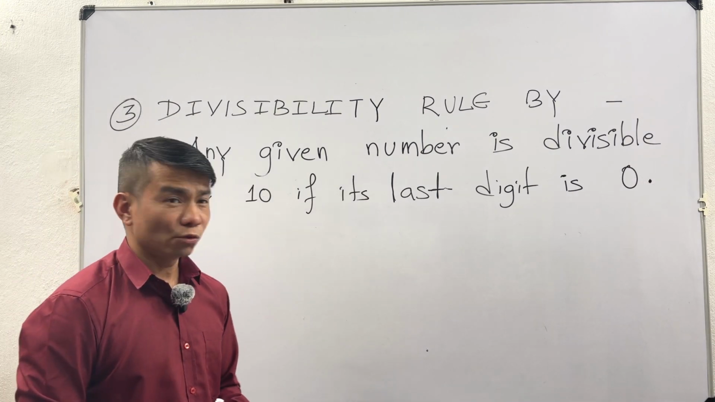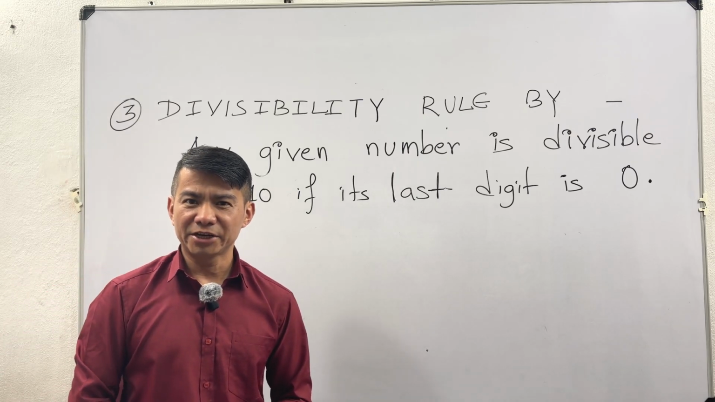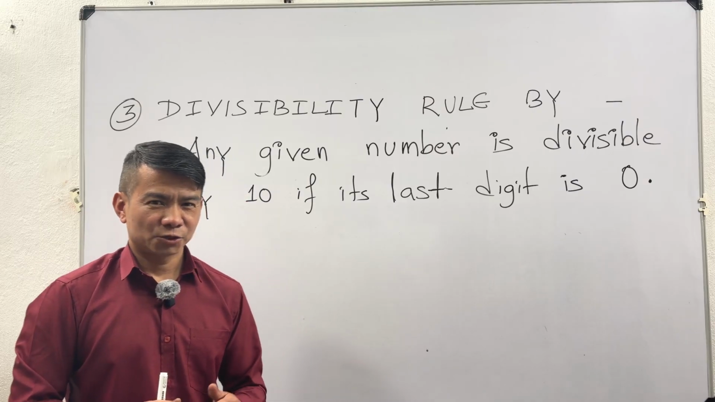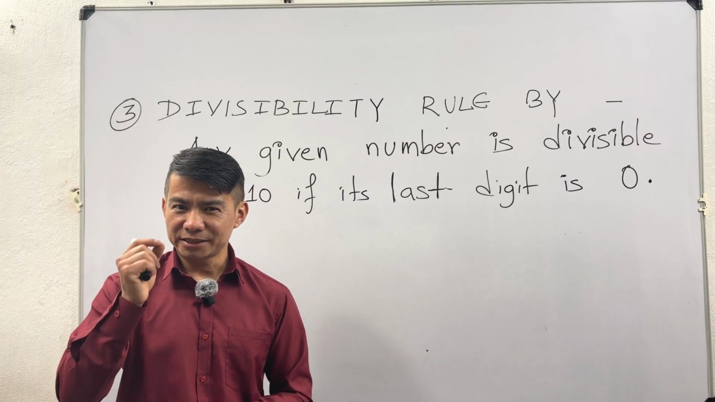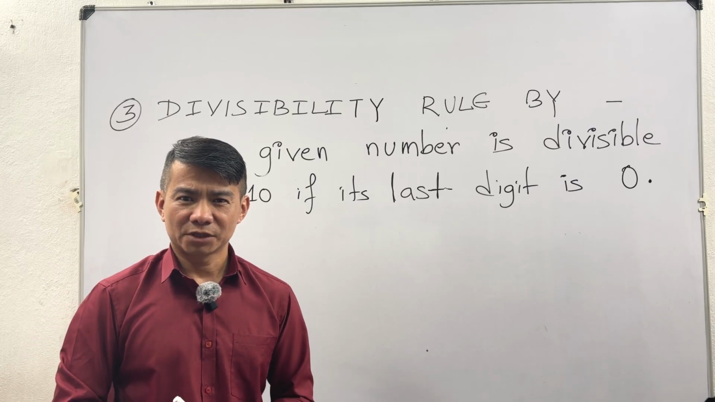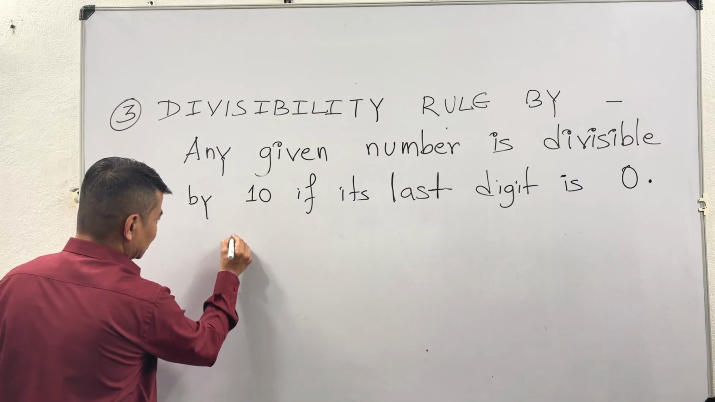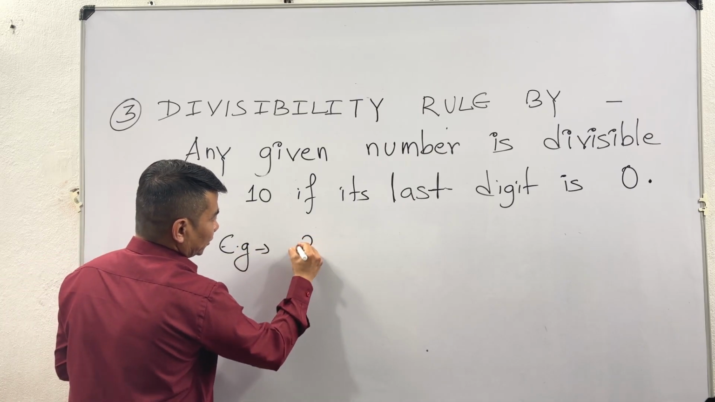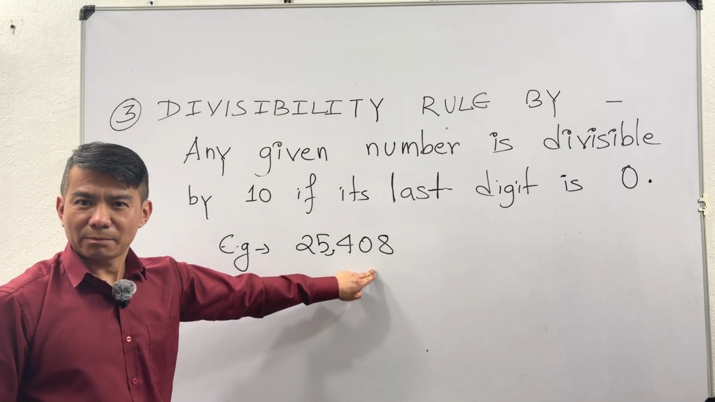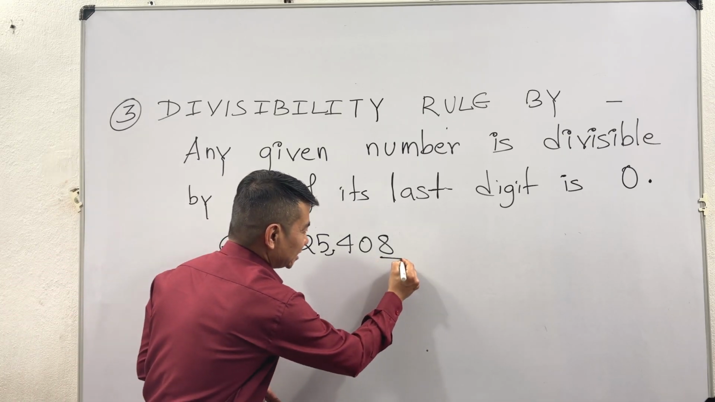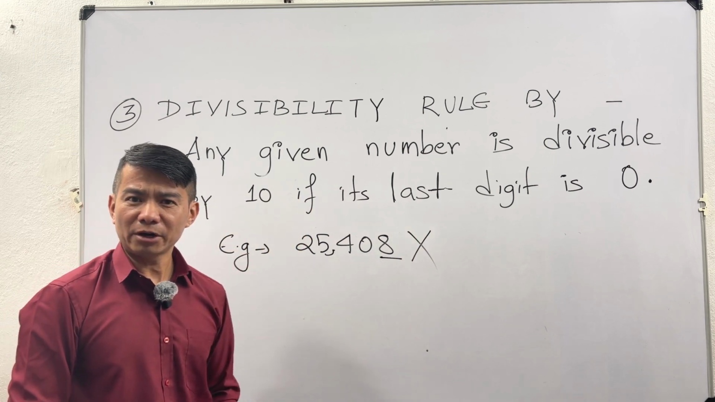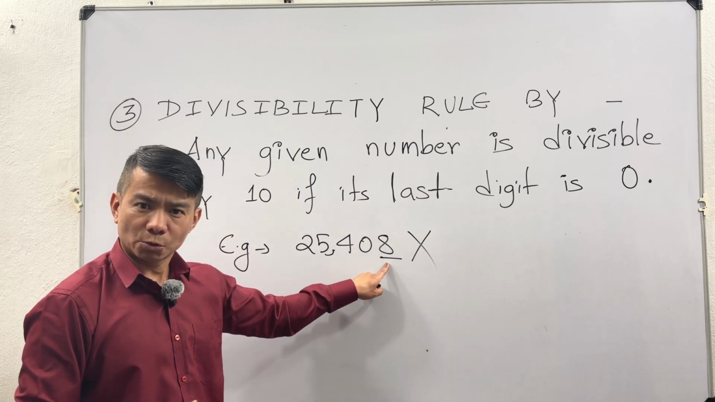We learned the divisibility rule of 2 and 5. Now we learn the divisibility rule of 10, which is the easiest among all. The rule says that if the last digit is 0, only 0, then that number is divisible by 10. Example: 25,408. Is this divisible by 10? No, because the last digit is 8. It is not divisible by 10, because in order that a given number be divisible by 10, the last digit should be 0.